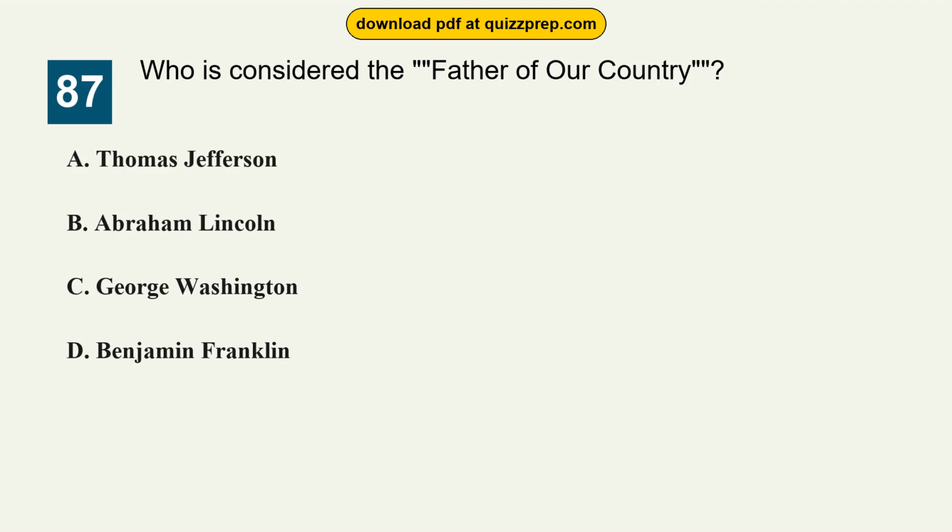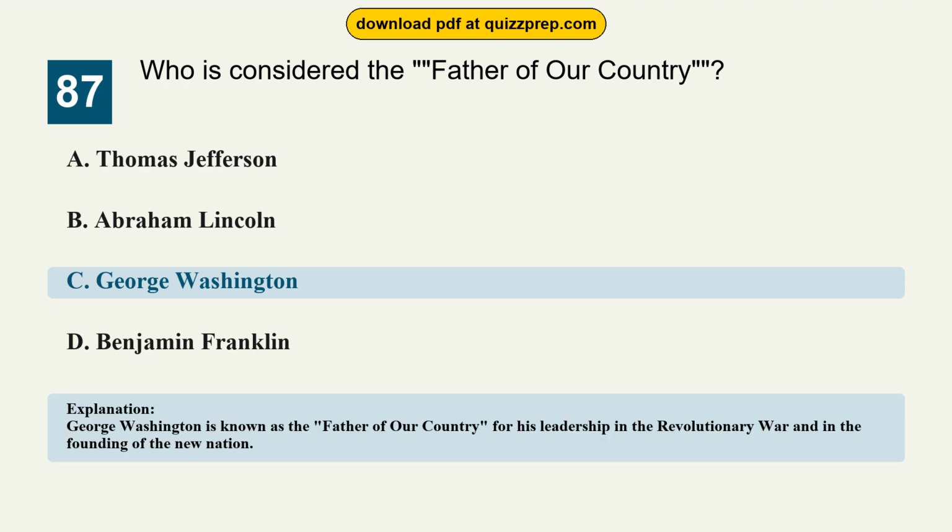Question 87. Who is considered the father of our country? Option A, Thomas Jefferson. Option B, Abraham Lincoln. Option C, George Washington. Option D, Benjamin Franklin. The correct answer is option C, George Washington. George Washington is known as the father of our country for his leadership in the Revolutionary War and in the founding of the new nation.